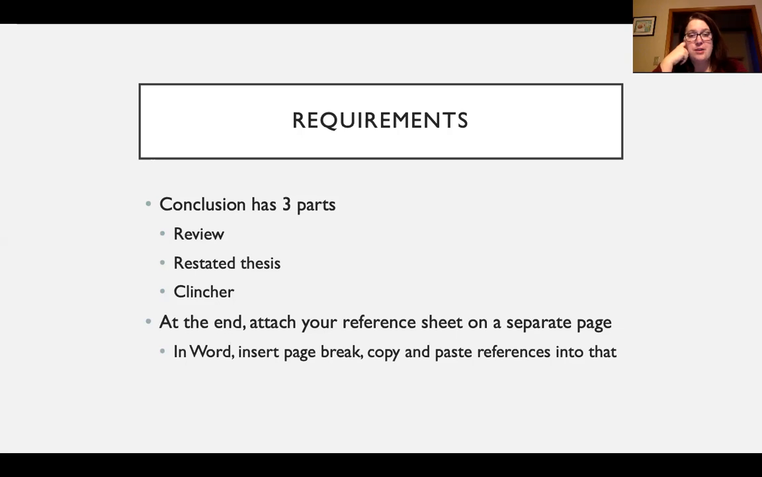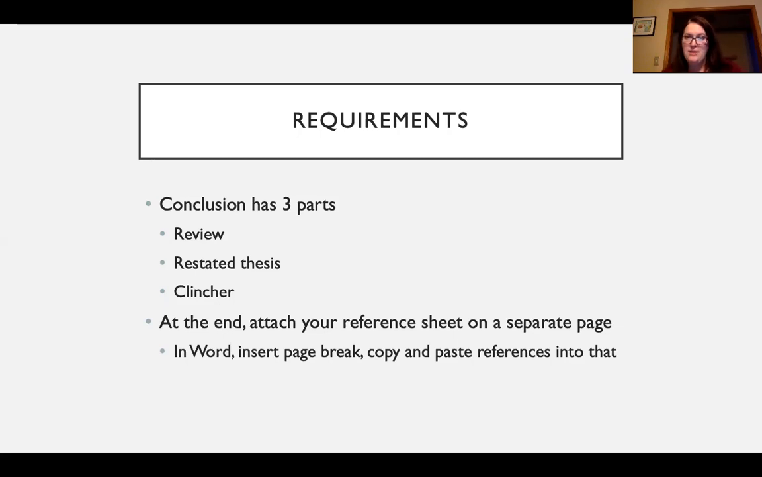So that makes up your conclusion. And like I said, it can have more than those 3 parts, but it needs to, at minimum, have those 3 parts. At the very end of your outline, you'll do a page break in Word, meaning that you'll create a new page in that same document.